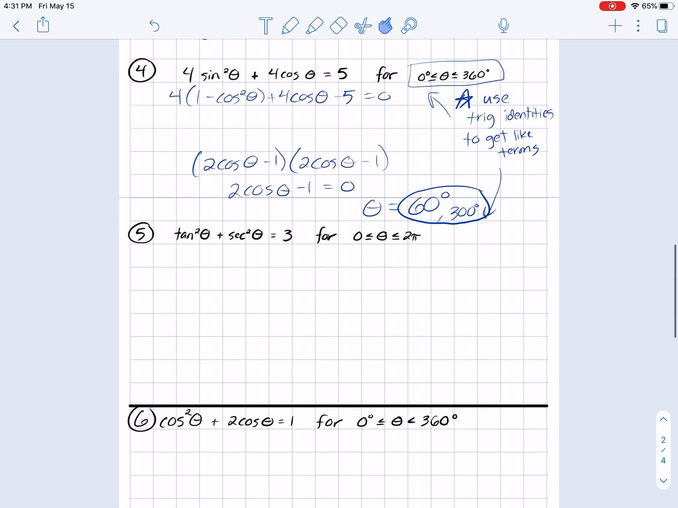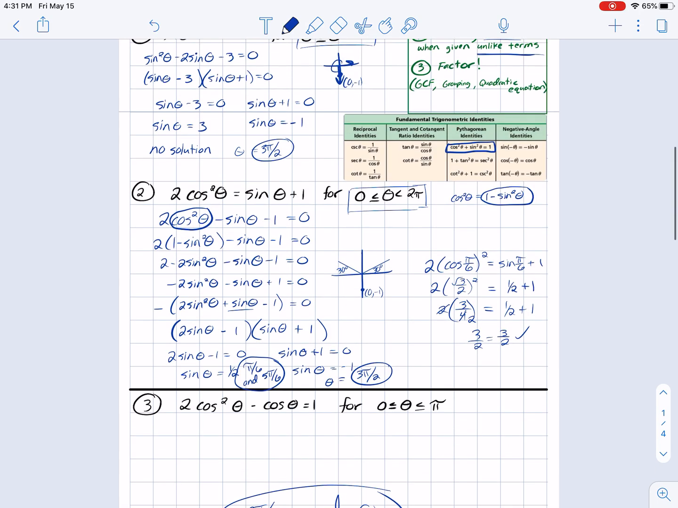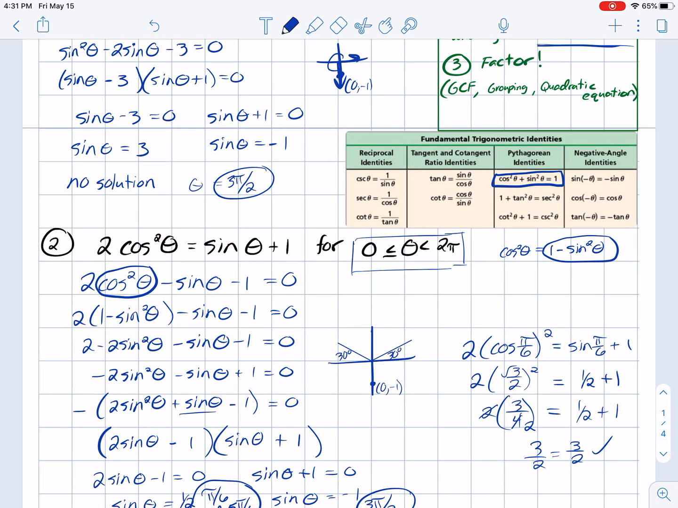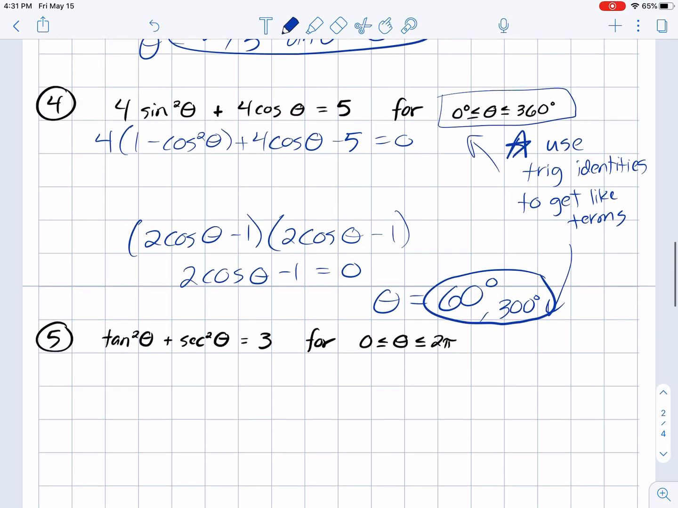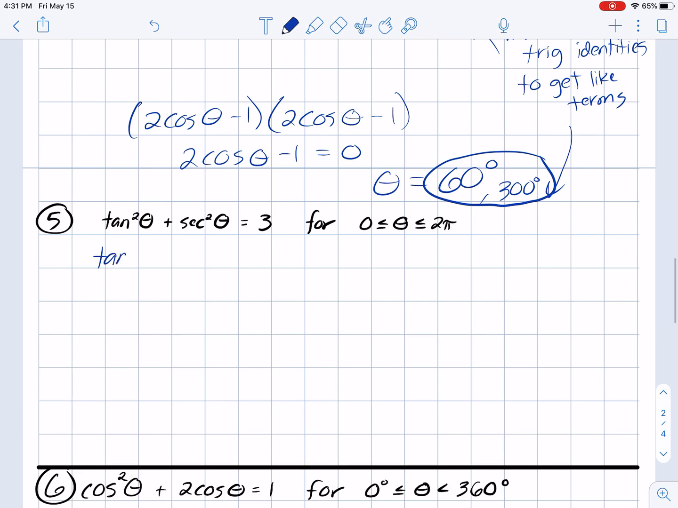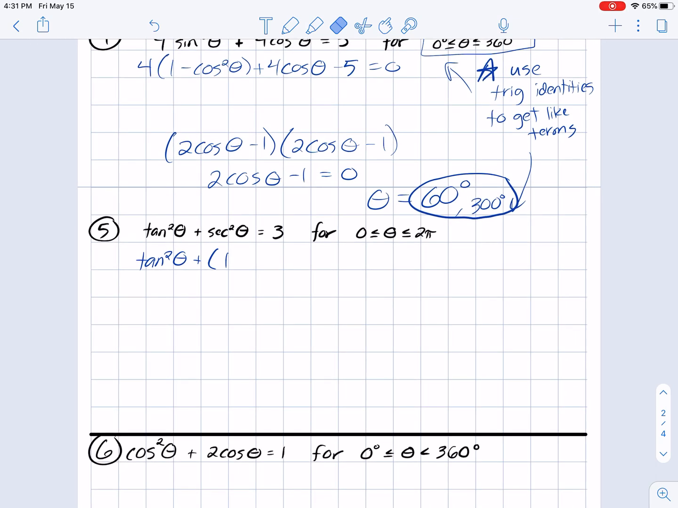And then I'll show you the same for 5. You wanted to rewrite secant as tangent, and you could have done that using this trig identity right here. Secant squared theta equals 1 plus tangent squared theta. So we could have rewritten this as tangent squared theta plus 1 plus tangent squared theta. Yeah, perfect. 1 plus tangent squared theta equals 3.